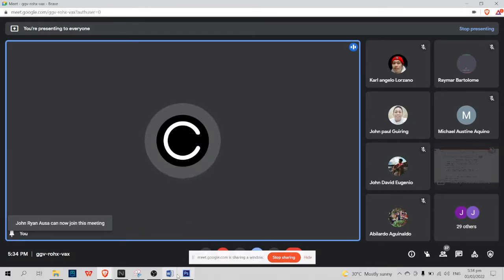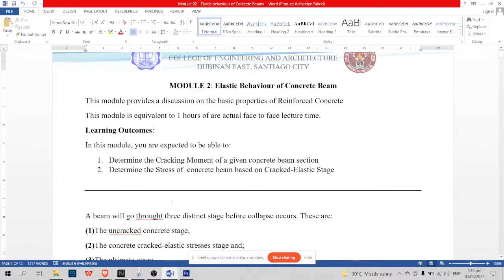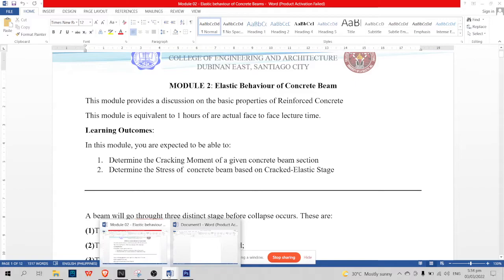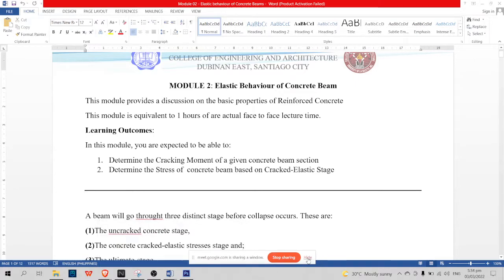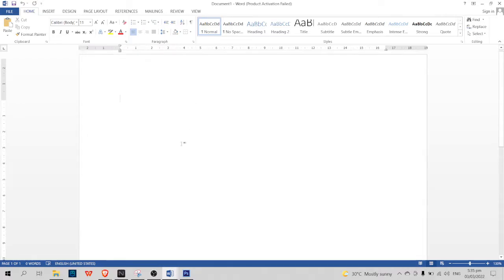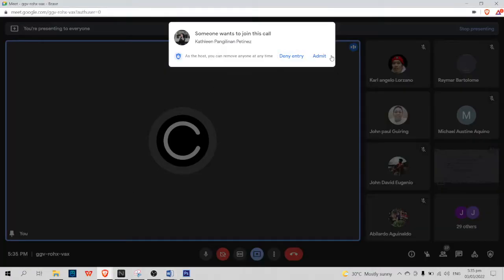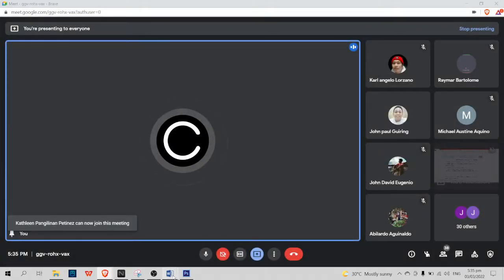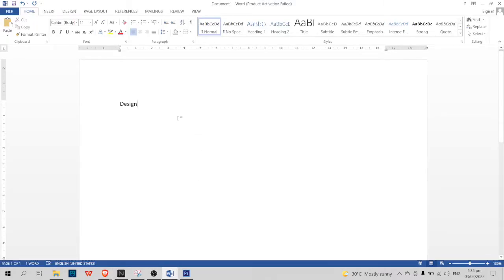Okay, so for you to have a better insight of what we're doing, ang gagawin natin dito, design, okay? Nasabi ko na siguro minsan sa inyo, but design in architecture is different from design in civil engineering.